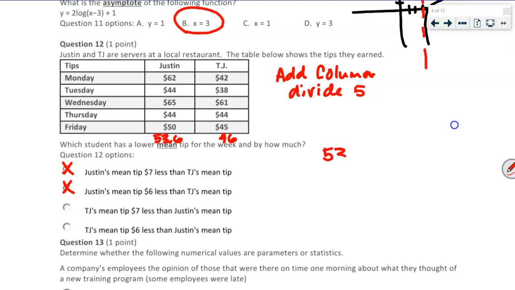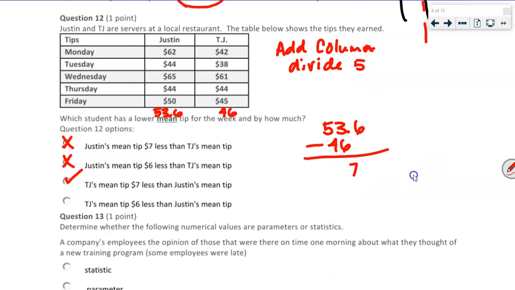So if we do 53.6 and we subtract 46 from that, that's going to be about 7, right, y'all? So yeah, it's going to be about 7. We can see it right there. Yeah, it's really going to be 7.6, but this is our answer, okay? We want to choose the most correct answer when we do these, okay?